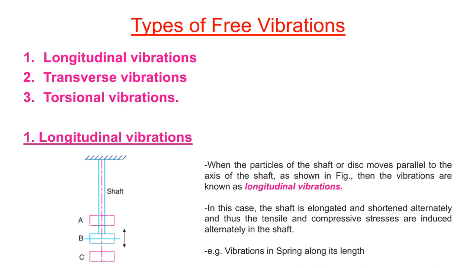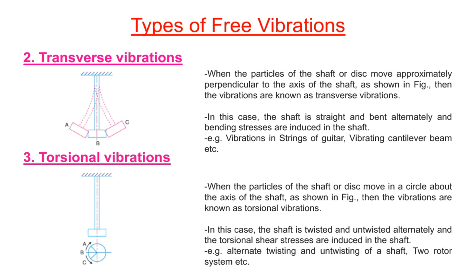In this case, the shaft is elongated and shortened alternately, and thus tensile and compressive stresses are introduced alternately in the shaft. Therefore, tensile and compressive stresses are induced in the shaft alternately. Another example I can quote here is vibrations in a spring along with a mass. That is nothing but vibration in the spring along its length, or parallel to its length, which is called longitudinal vibration.